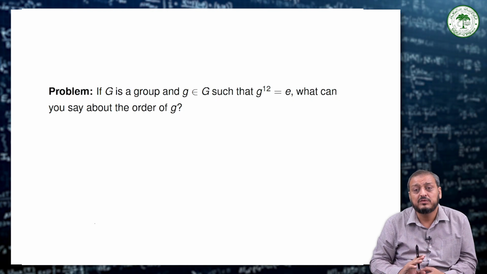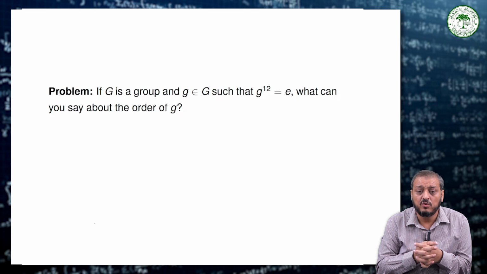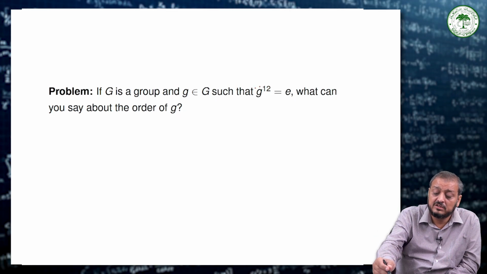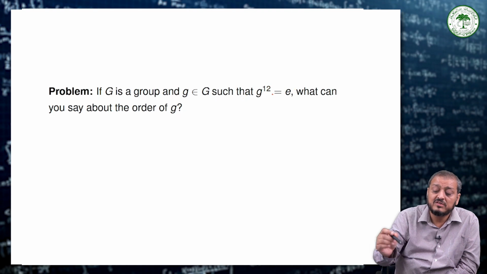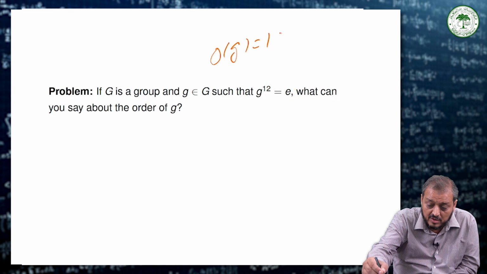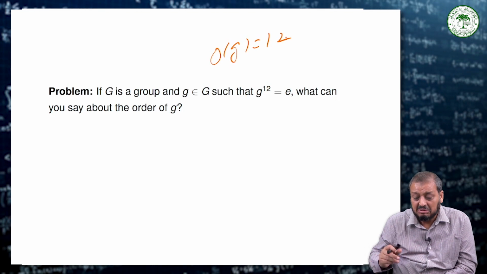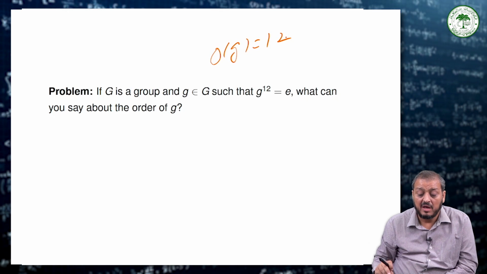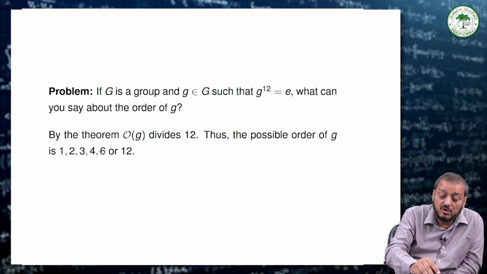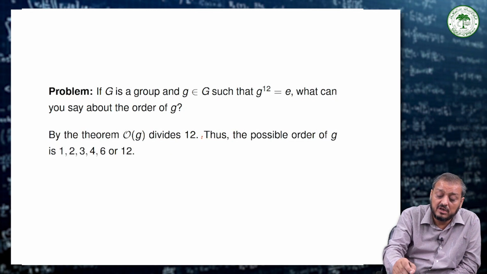Now we have to prove one problem. The problem says that if G is a group and g is an element of G and g to the power 12 is equal to the identity, that means the order of g is 12. So we have to find the divisors of 12. By the theorem, the order of g should divide 12.